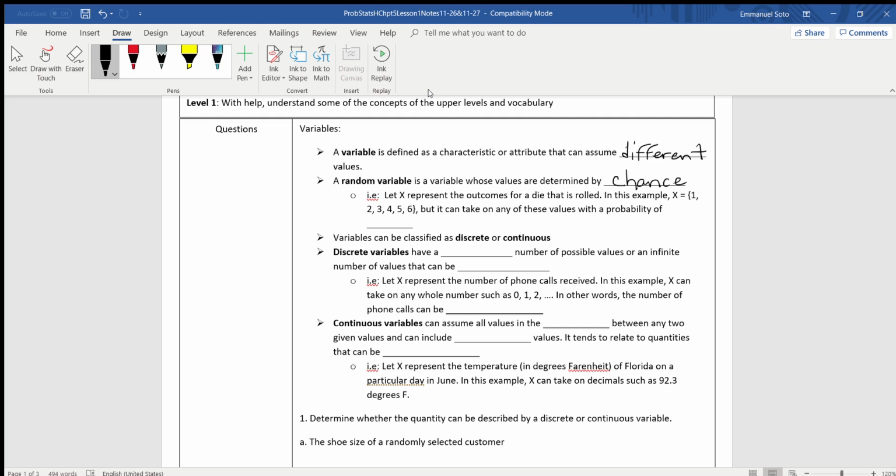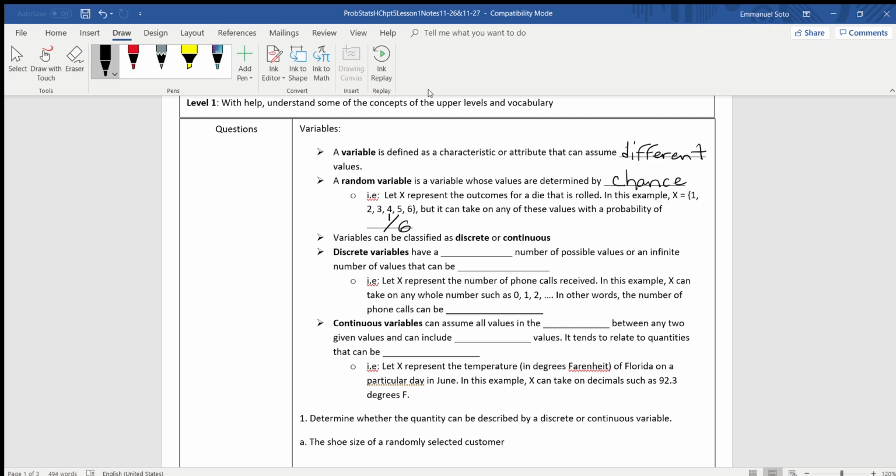For example, when we're talking about outcomes for a die roll, if we say x is the random variable, then x can take on multiple values from 1 to 6, but the value that you get for x is strictly based off of chance, because you can take on any of these values and the probability of getting any value on a die is 1 over 6. Each of them has the same chance of happening, but they're still based off of chance. So that's why it's a random variable.